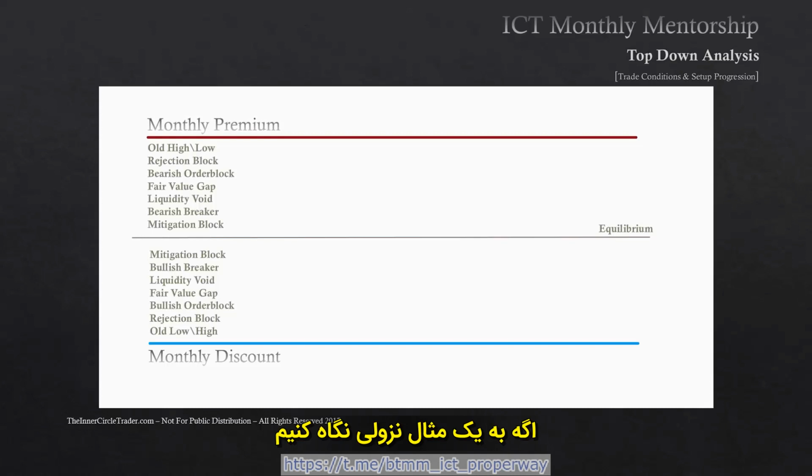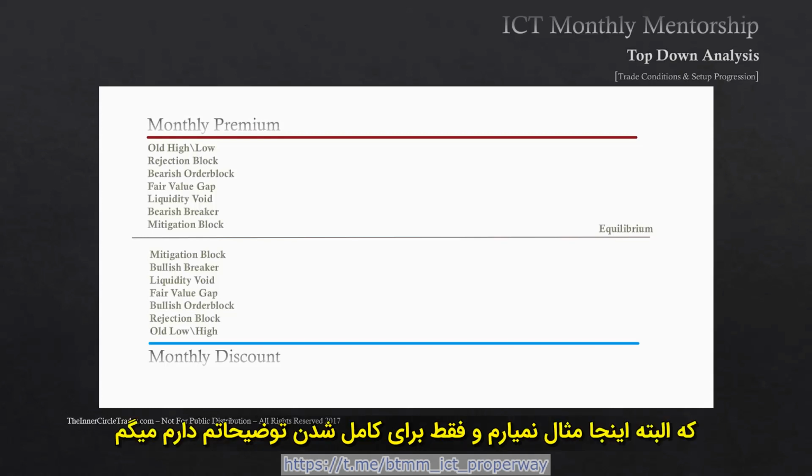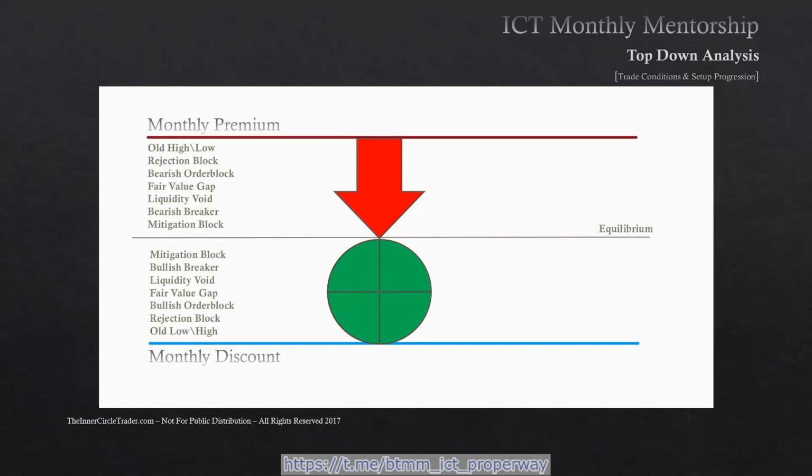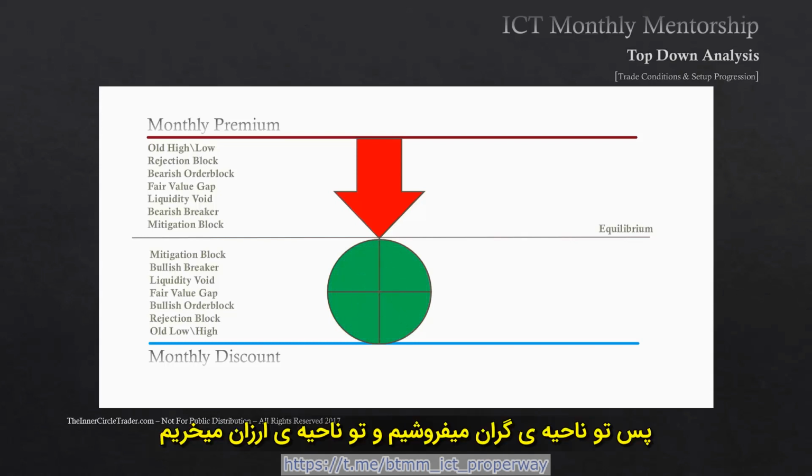If we were looking at a bearish example, which is what we're not going to be doing here, but just for the sake of completeness, we would be looking to sell short at a bearish PD array, aiming to cover that short position with one of the bullish PD arrays: mitigation block, bullish breaker, liquidity void, fair value gap, bullish order block, rejection block, and or old low or historic high. So selling at a premium and buying back at a discount.